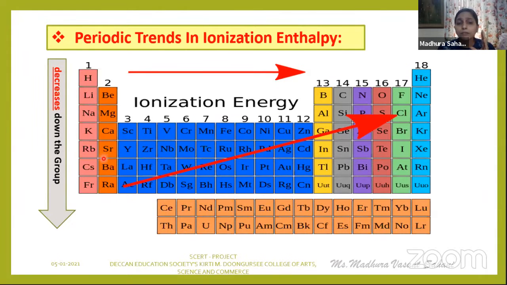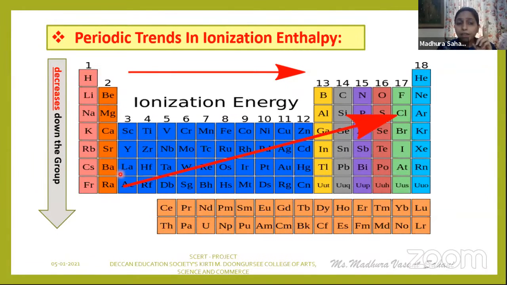Now why does the atomic radius go on increasing? Because as you move down the group, atomic number increases, but the number of shells also increases. As the number of shells increases, the electrons increase. As the number of electrons is more, the screening effect is more, effective nuclear charge is less, and because of the screening effect, outer electrons are loosely held by the nucleus, and therefore as you move down the group, atomic radius goes on increasing.